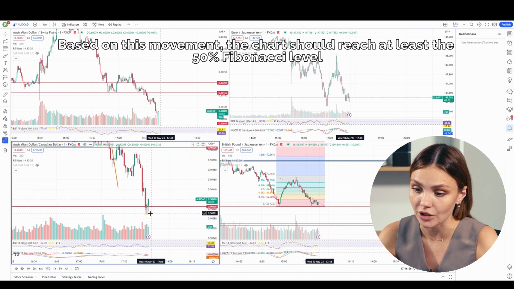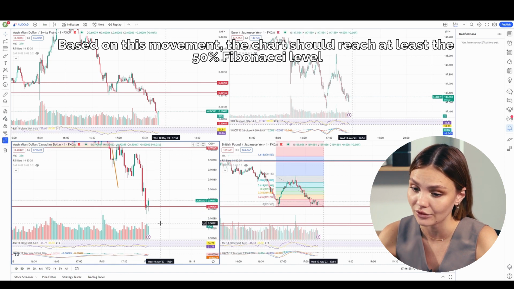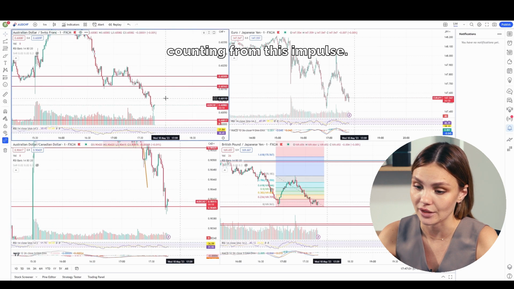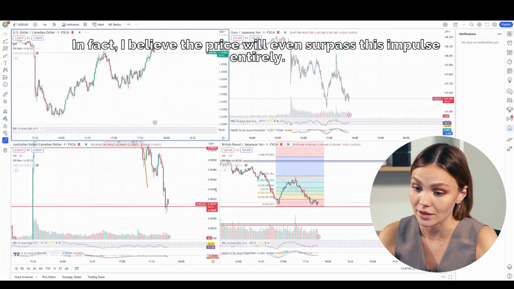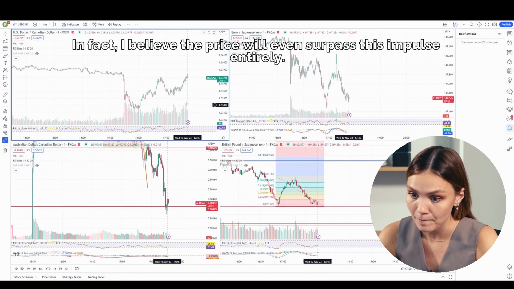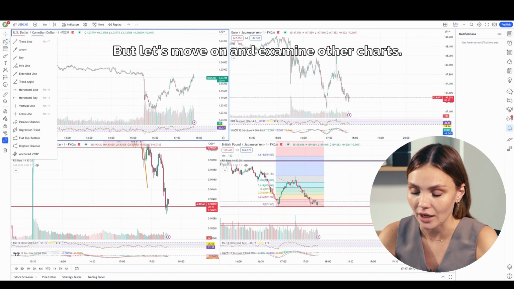Based on this movement, the chart should reach at least the 50% Fibonacci level, counting from this impulse. In fact, I believe the price will even surpass this impulse entirely. But let's move on and examine other charts.